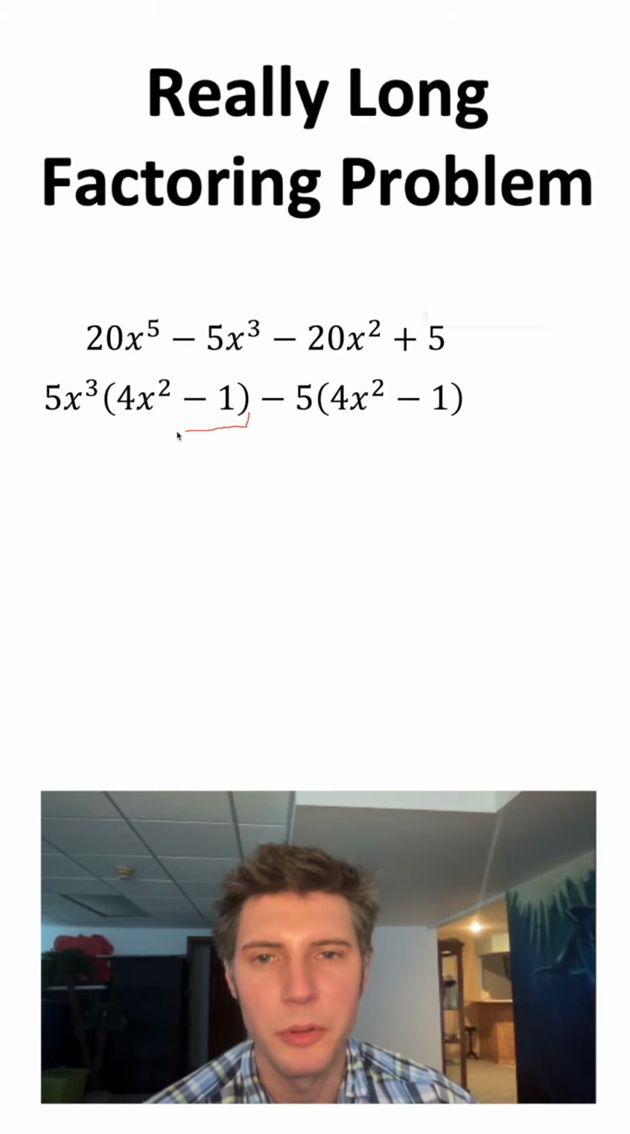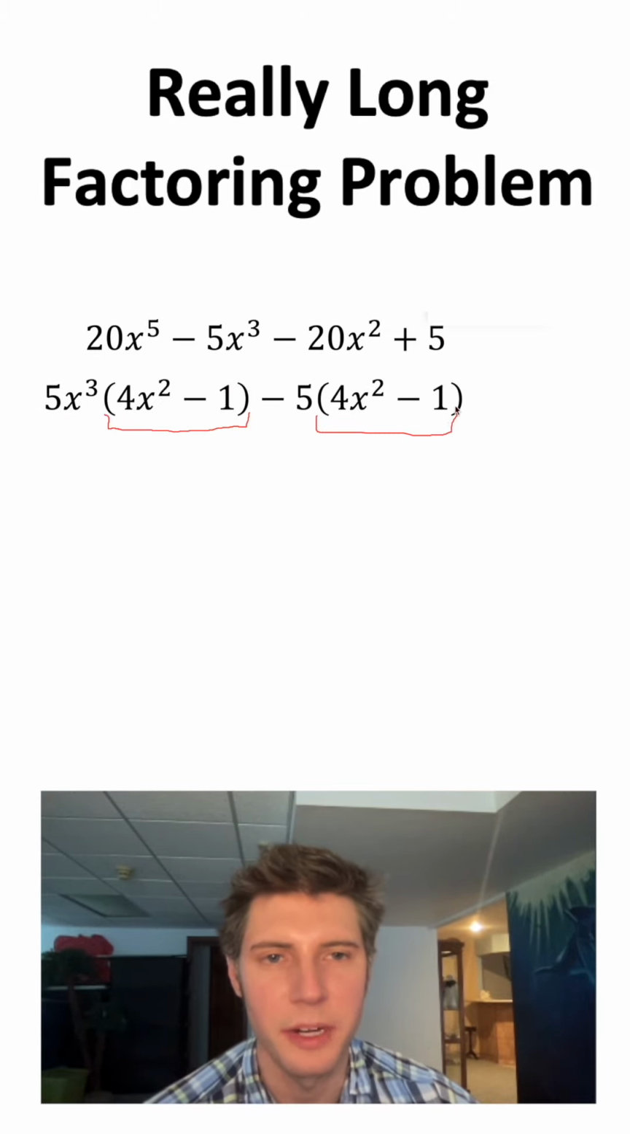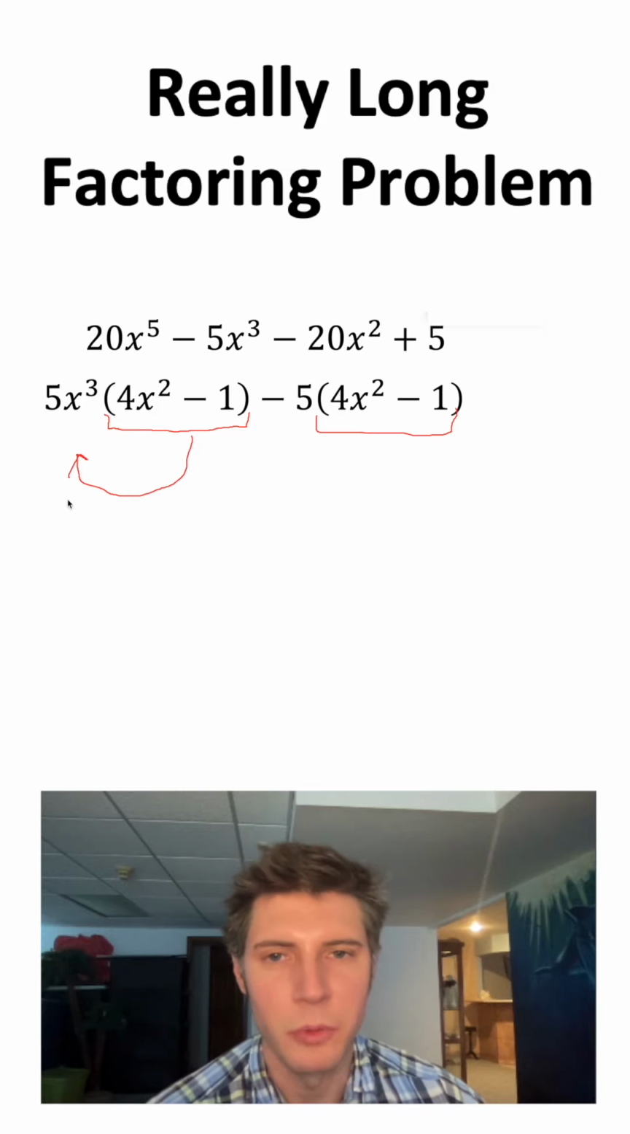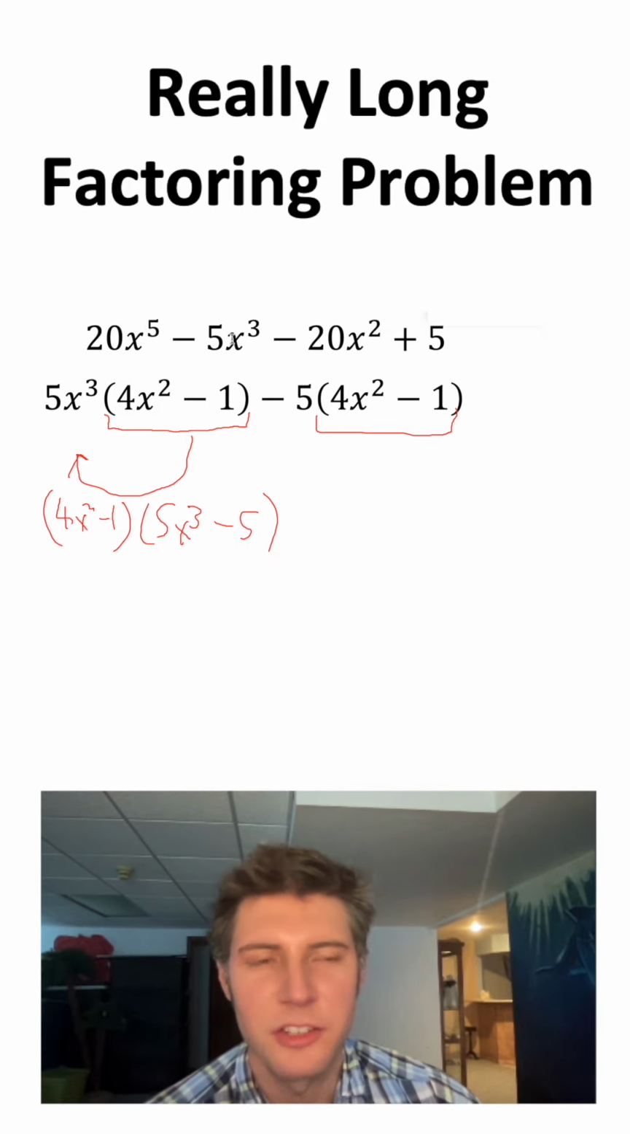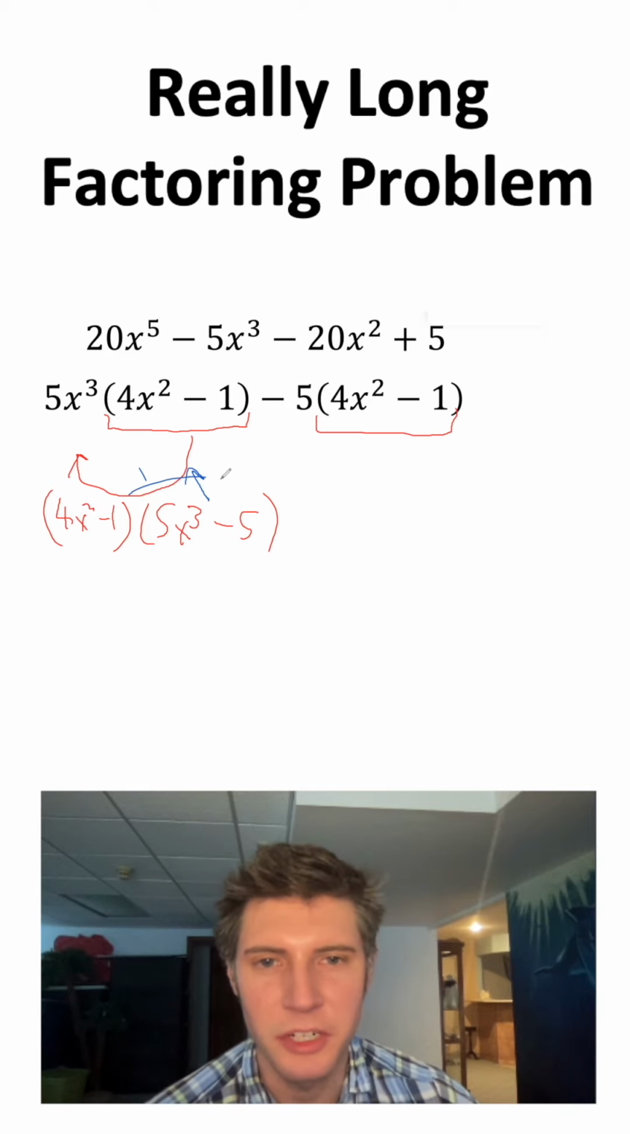Now, since both of these have a 4x squared minus 1, I'm going to pull that out. When I pull that out, I get a 4x squared minus 1. And then what's left is the 5x cubed and the -5. And so far, this is a pretty typical factor by grouping problem. I'm going to change the order of these, move this one here and put this one here.